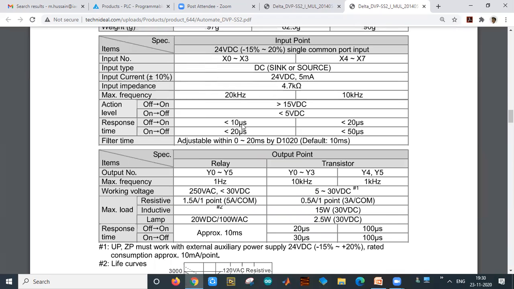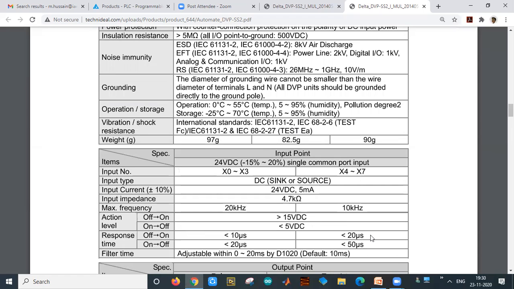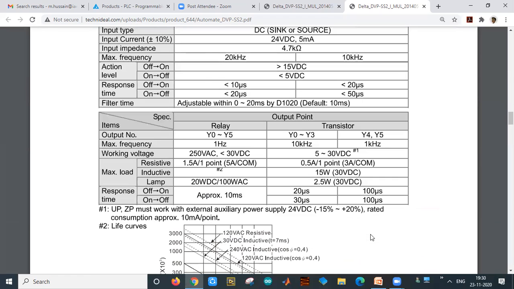Okay, and response time given is less than 10 microseconds for relay logic, and less than 20 for transistor logic. And if you observe the output points, these output points are represented from Y0 to Y5. Okay, so Y0 to Y5, these are the relay type, which will have a maximum frequency of 1 Hz. And if you observe the transistor logic PLC, from Y0 to Y5, Y0 to Y3 are 10 kilohertz frequency, and Y4 and Y5 are 1 kilohertz. Okay, that is the maximum frequency.